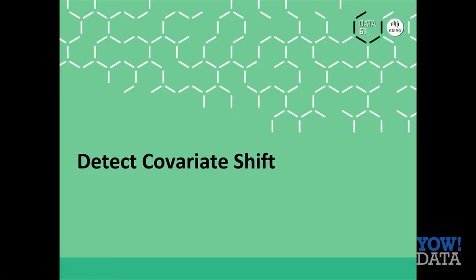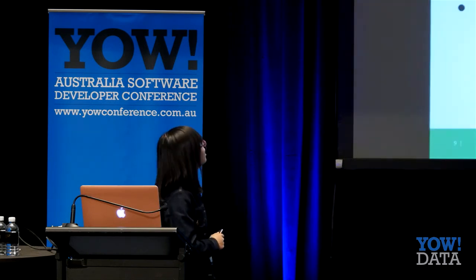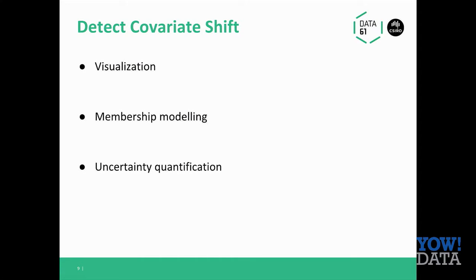So it would always be a good practice to detect covariate shift in the first place. Many people might not bother to do this and jump directly to the machine learning part, but this will create potential risks if you are going to apply your predictions to a real-life project. So here I want to talk about 3 ways. We have visualization, membership modeling, and uncertainty quantification.